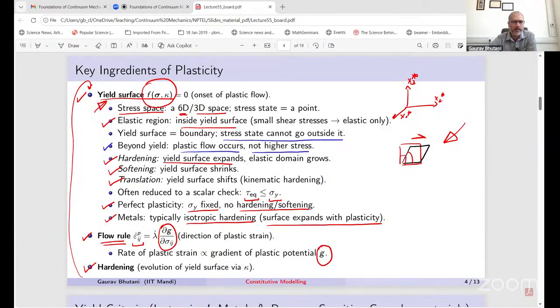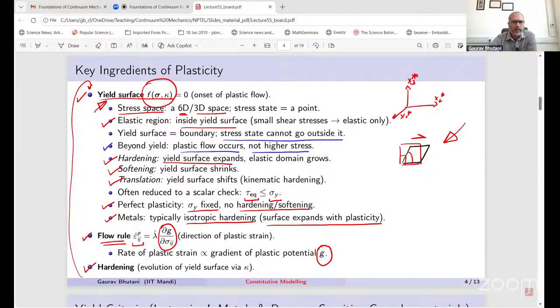Now we barely touched upon the ideas here, just to give you a feeling of what plasticity is about. But as I said, there's typically a full course on plasticity in universities, so you need to go into that to study this in detail.